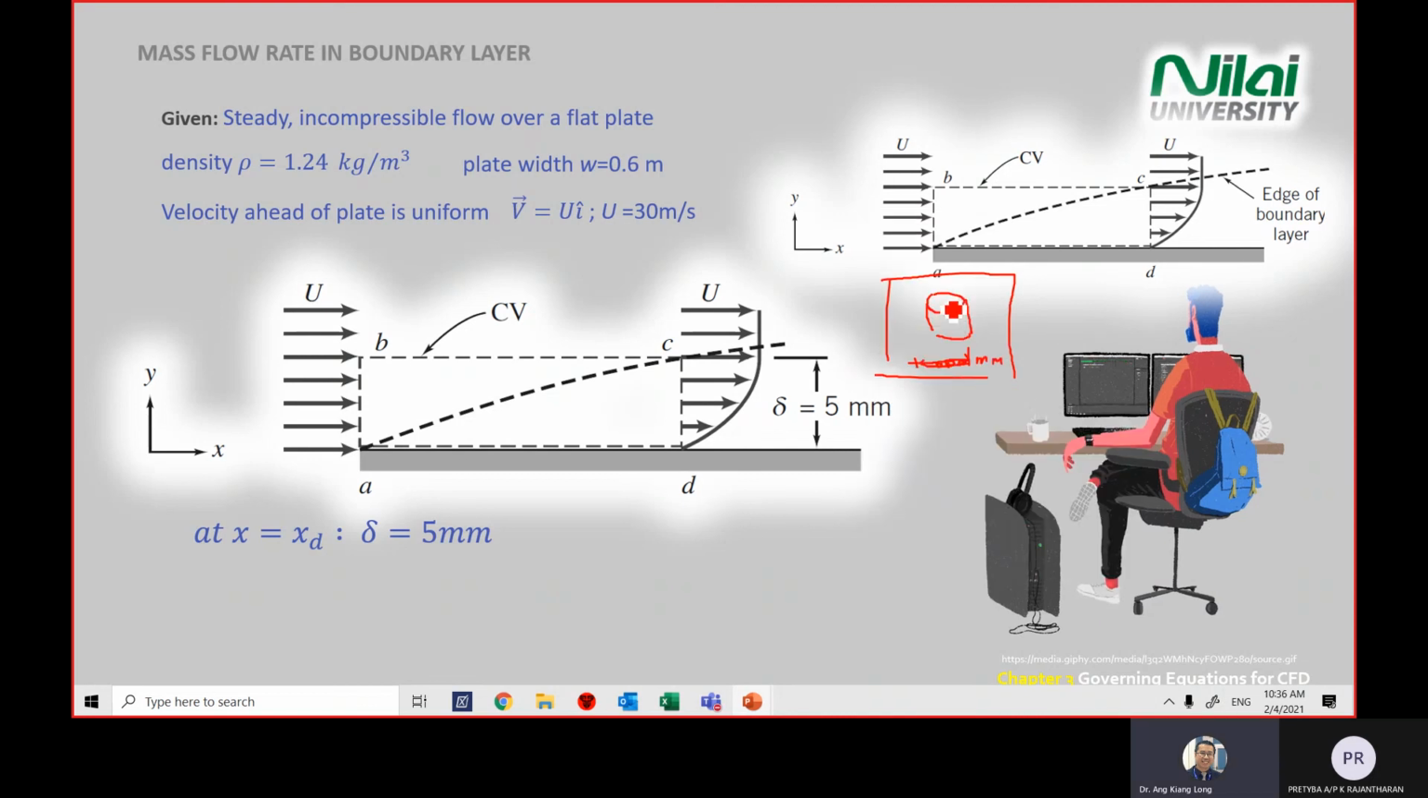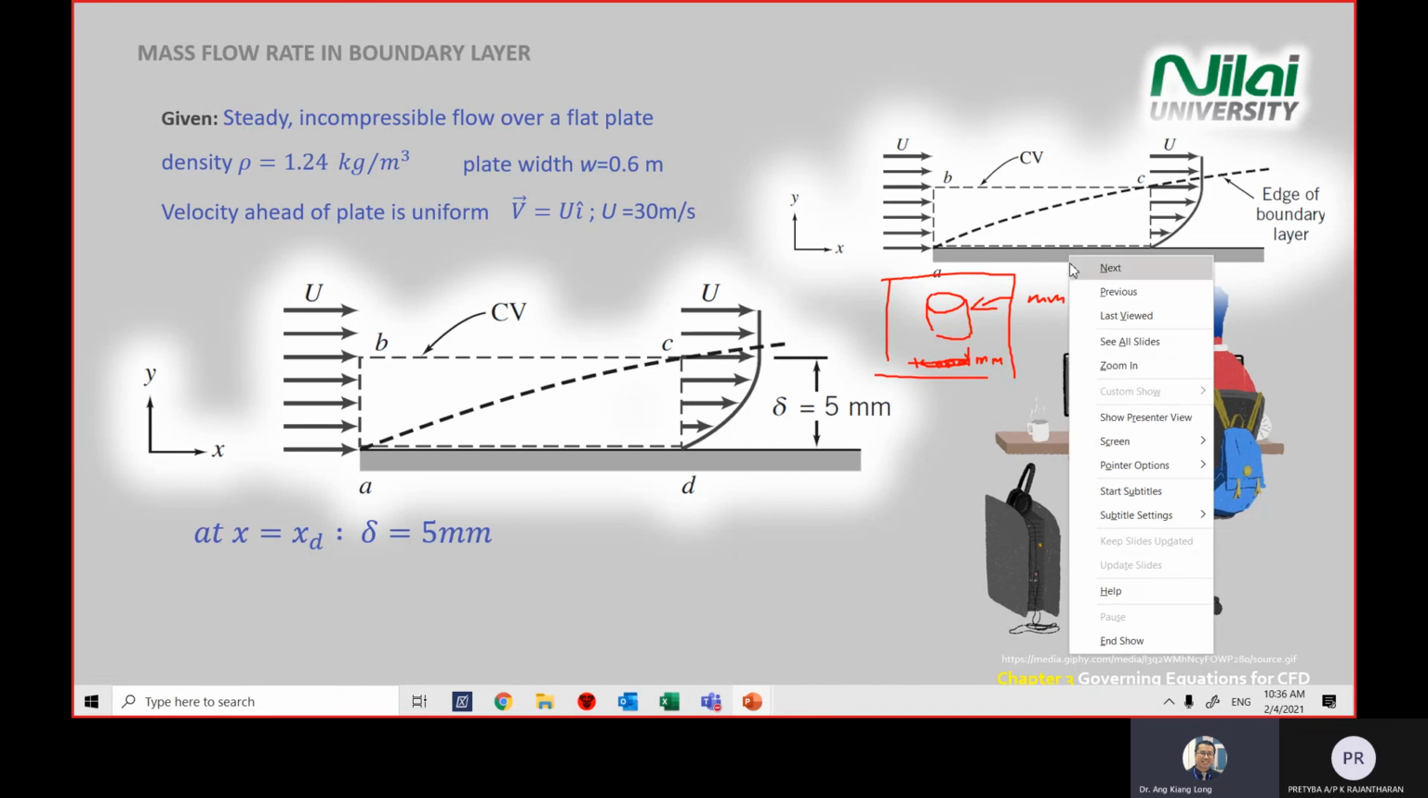And for the model also, the model also uses mm. Yeah? So when you import or you do modeling using the modeler in ANSYS especially, make sure you use the correct unit also.